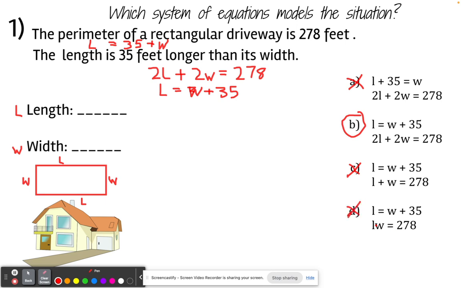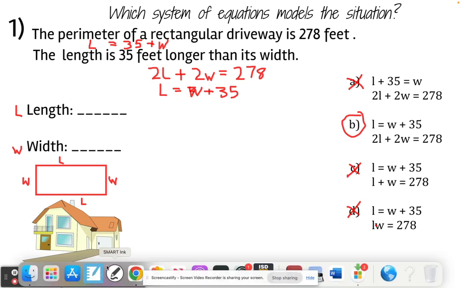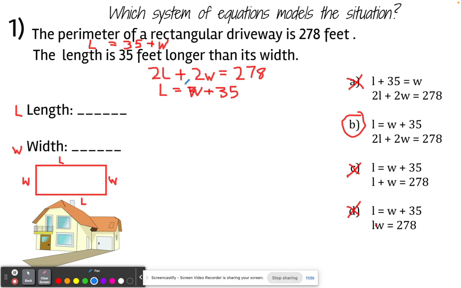So now we want to think of which method is best for solving this. Whenever I see that L equals, or X equals or Y equals, whatever, I start thinking substitution. So if my L equals W plus 35, that means I can package that up and put it right here where L is in the other equation. So wherever L shows up, I can put W plus 35.